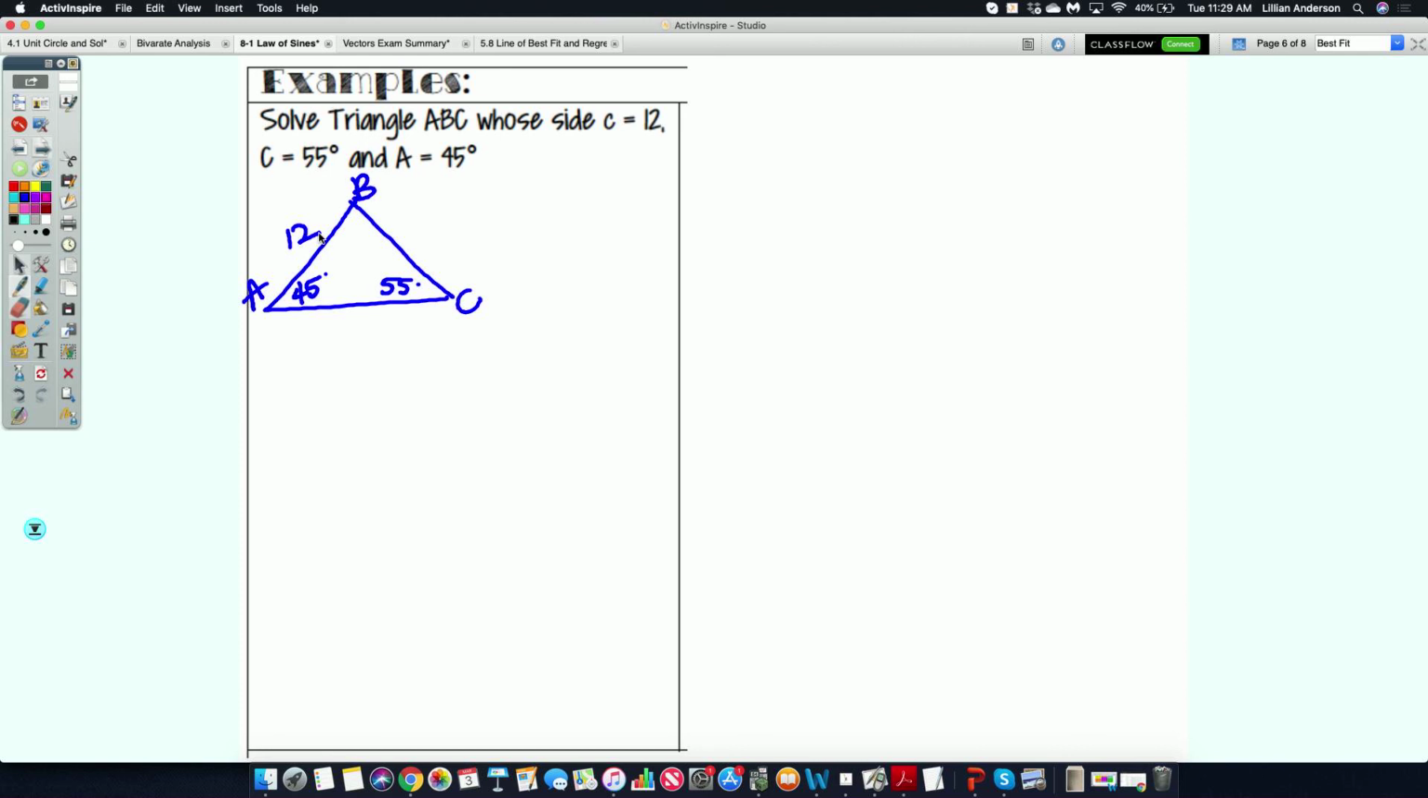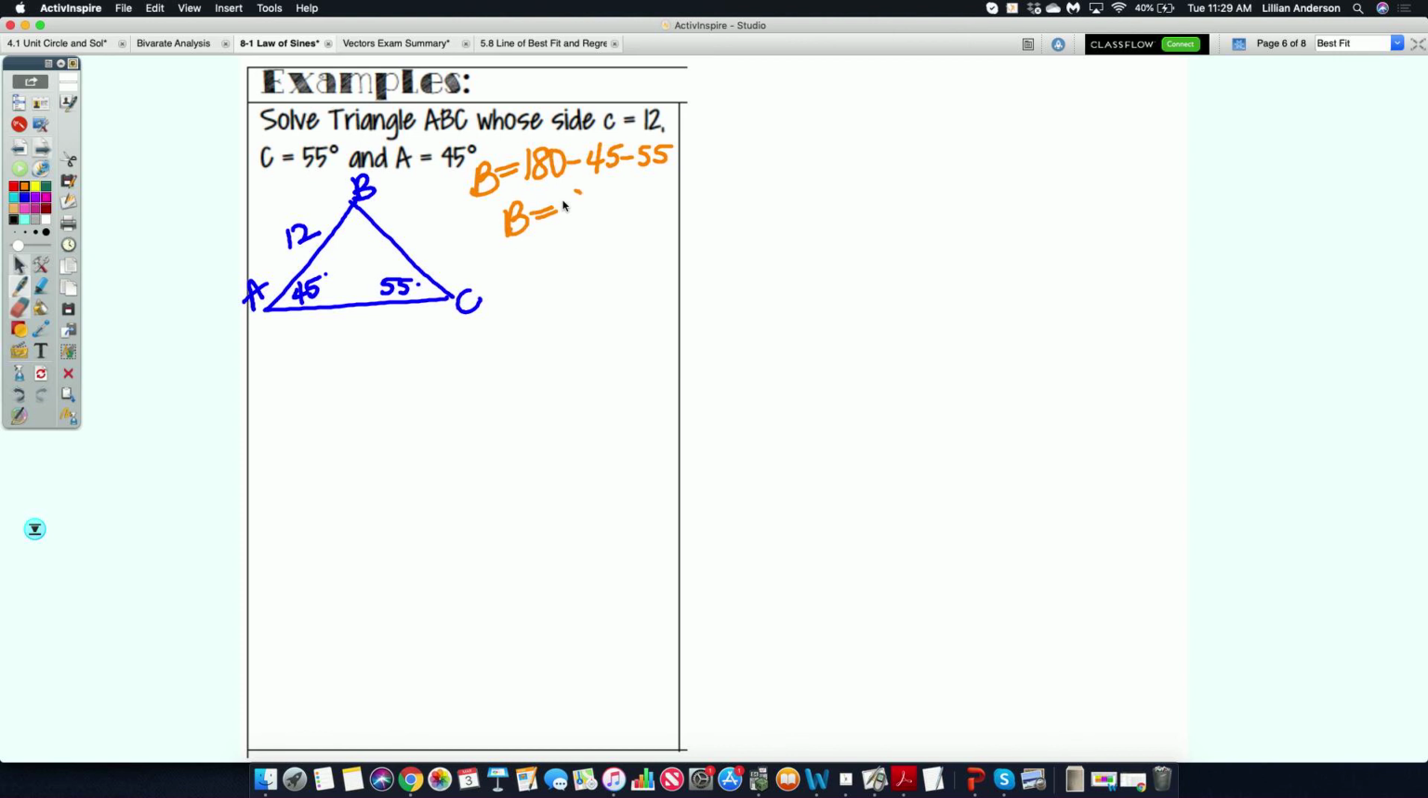So angle B is what? 80. Okay? Because remember, there's 180 degrees in a triangle. So if I subtract the 2 angles I already know, then I can find angle B.